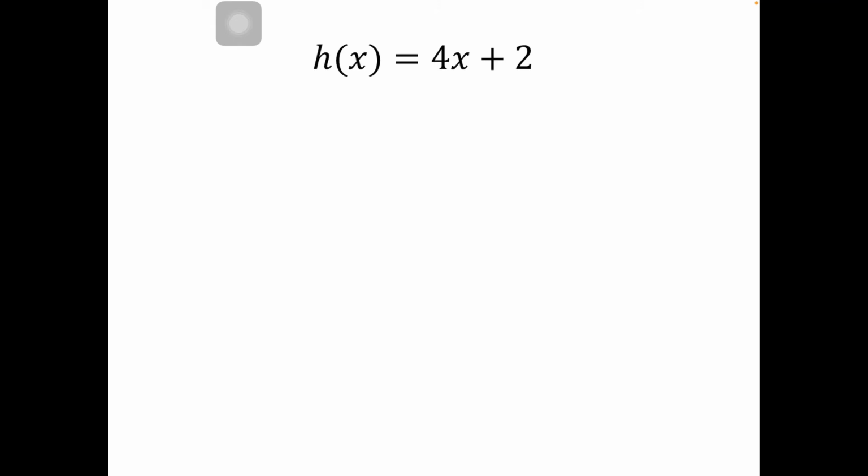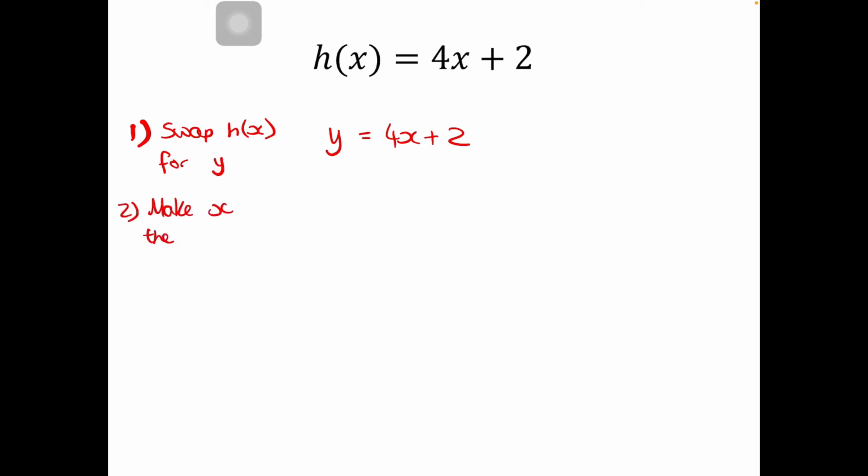Okay, guys, so h of x this time, again, doesn't matter. It's just a different way of labeling it. So, first step is going to be swap h of x this time for y. So we are going to go to y equals 4x plus 2. Right, second step, make x the subject of our equation.